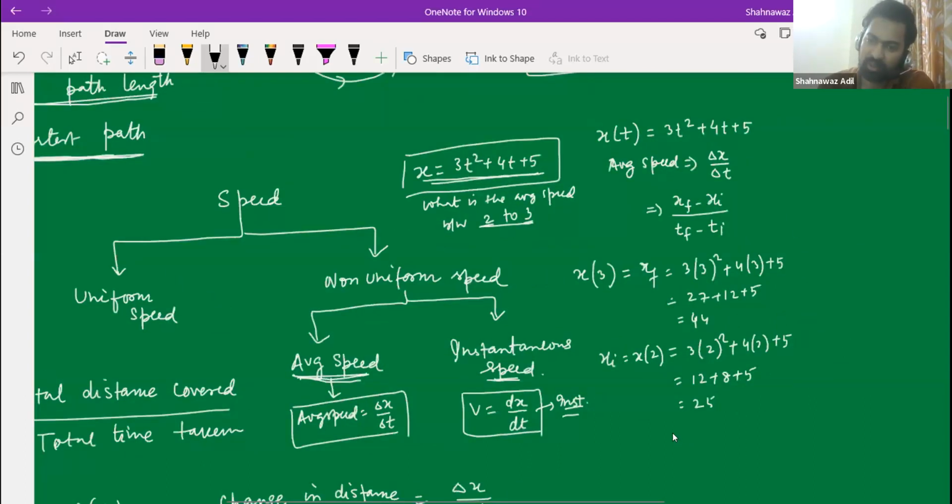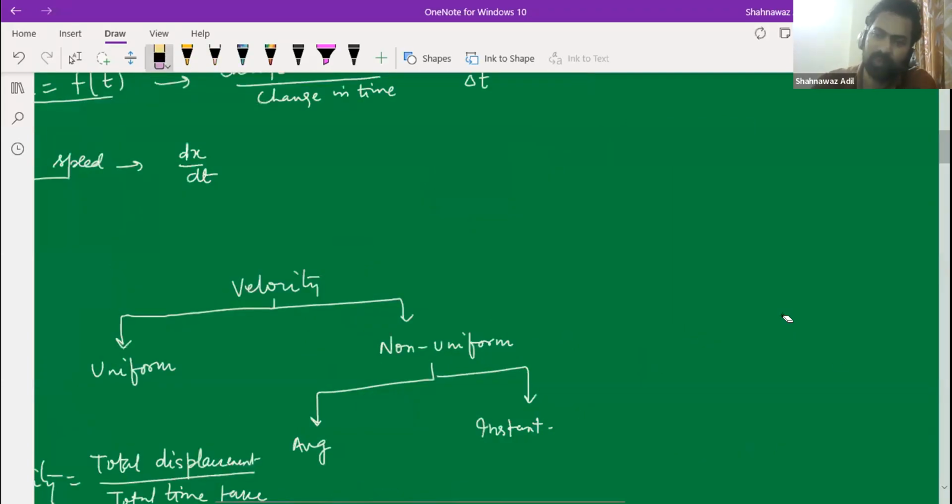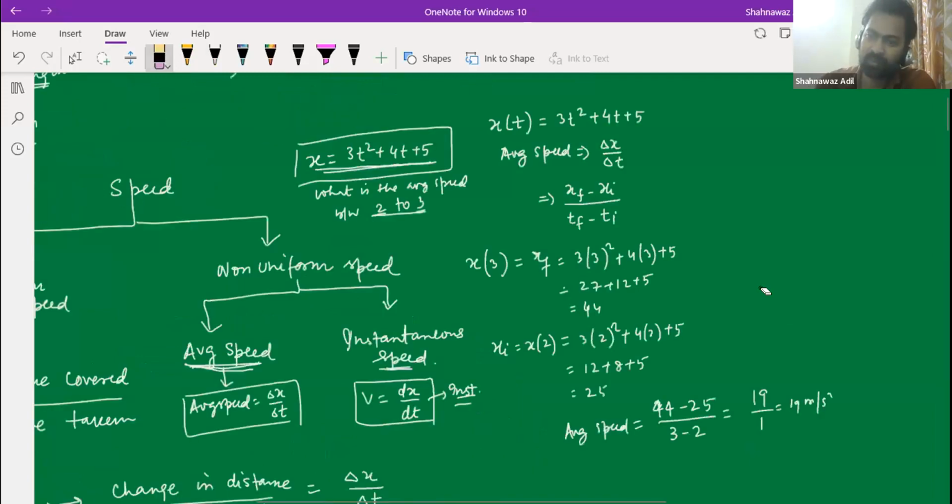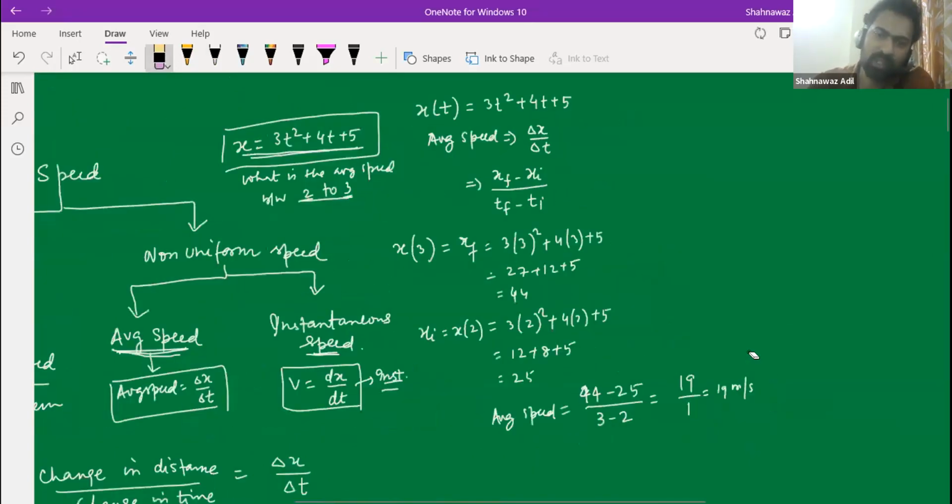So what would be this thing? So average speed would be x final, which is 44, minus 25, divided by 3 minus 2. So this is how much? 19 divided by 1. So 19 units, yeah, meter per second. So this would be the average speed, right, guys?